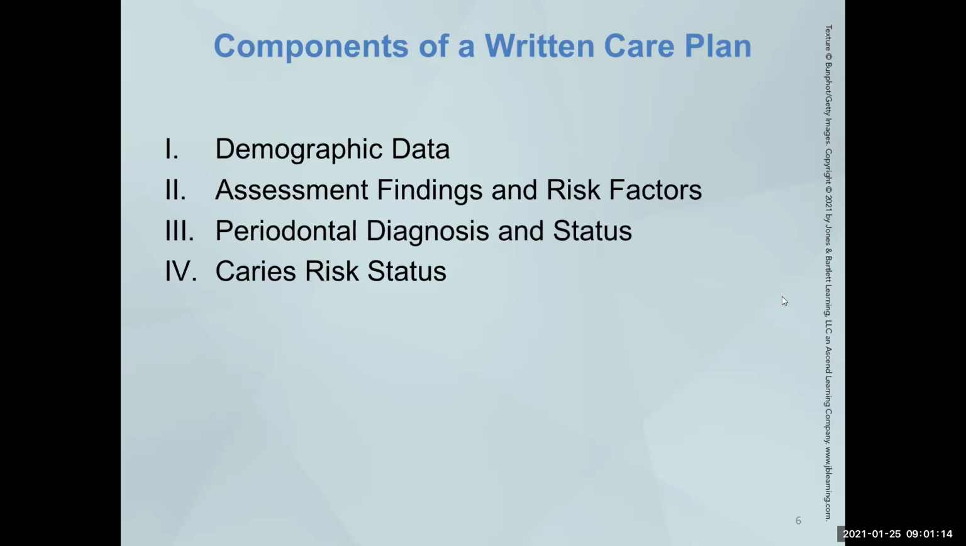Then we've got the components of any written care plan. Demographic data, assessment findings and risk factors, periodontal diagnosis and status, and caries risk status. So you have all of this before you make your treatment plan. You've got all of it. What is some of the demographic data? Why do we need to know about that? Why is that even listed?